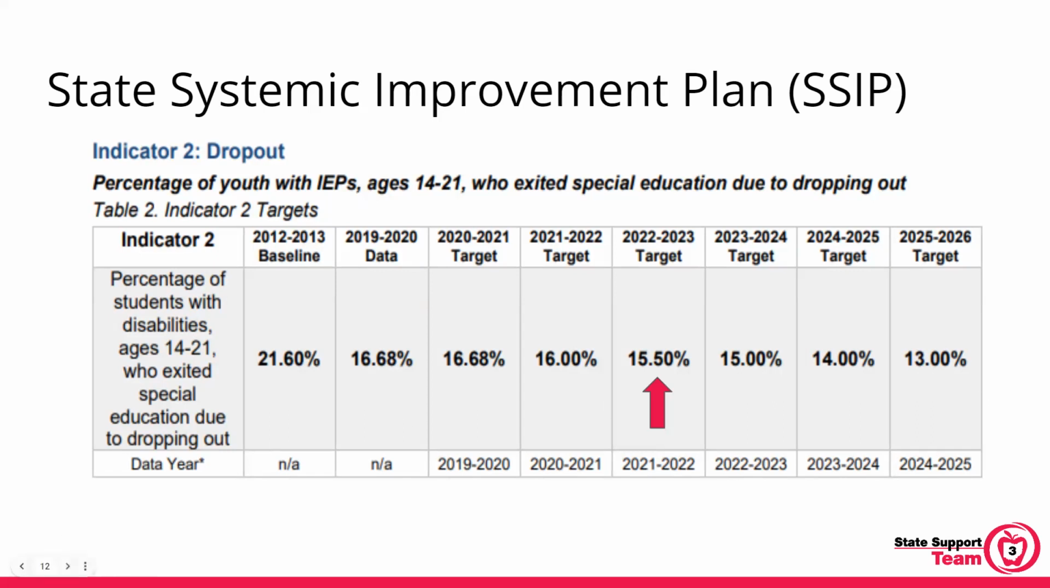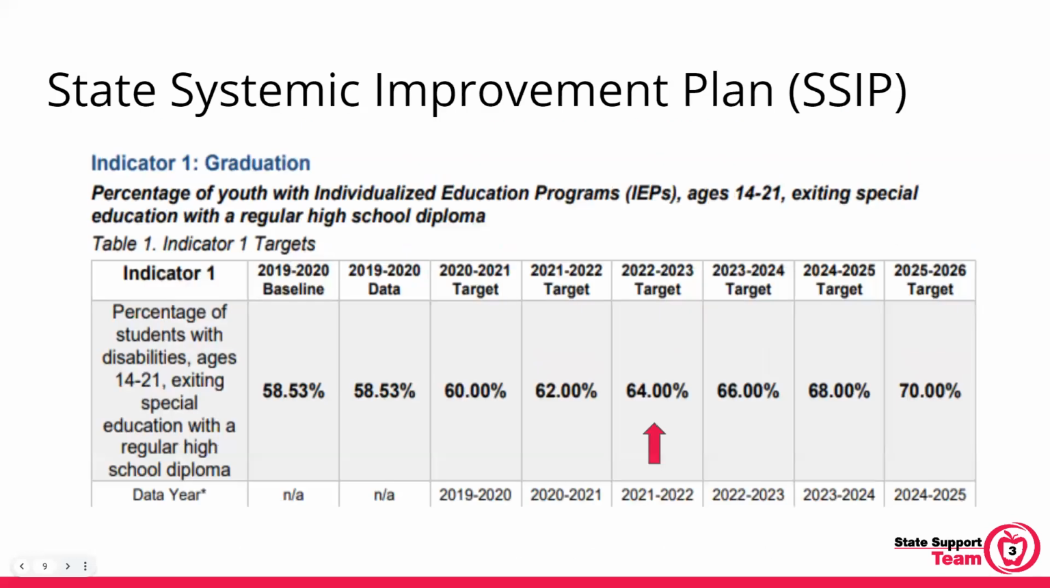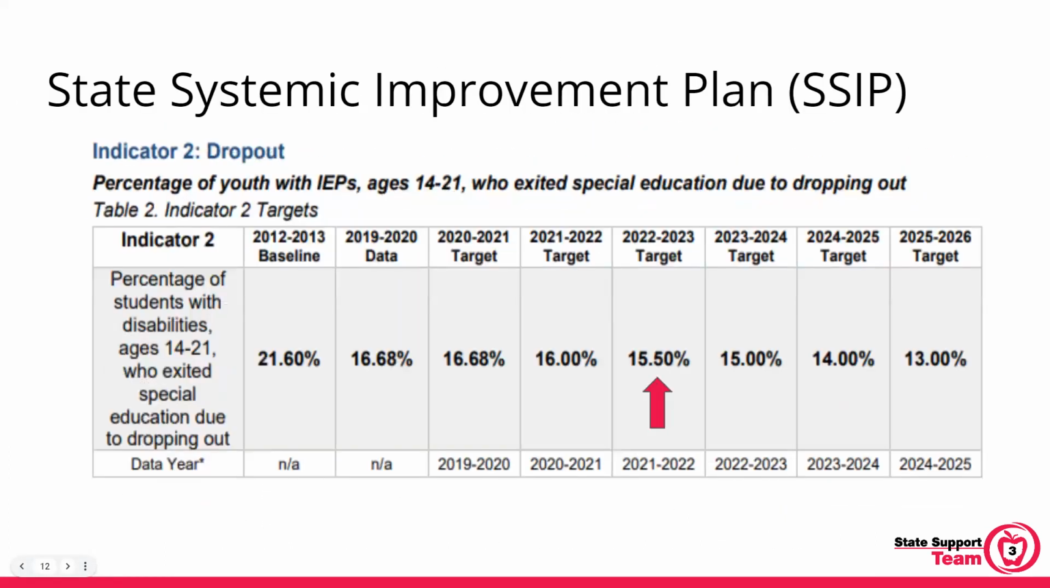And for graduation, just quickly going back, you have not met the target. You have fewer than 64% of your students. And again, this is from the 21-22 data year. So you did not meet that target for that year of 64% or more of your students with disabilities graduating by the standard requirements or by a typical pathway. Okay, so let's get back to where we were.